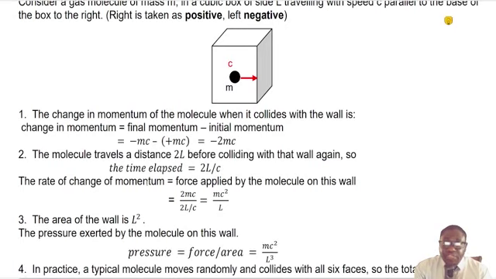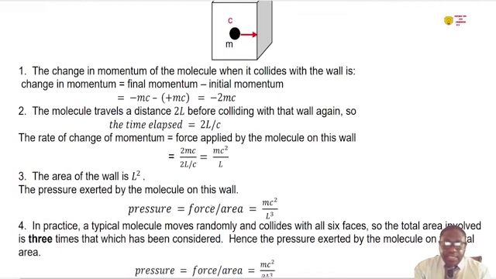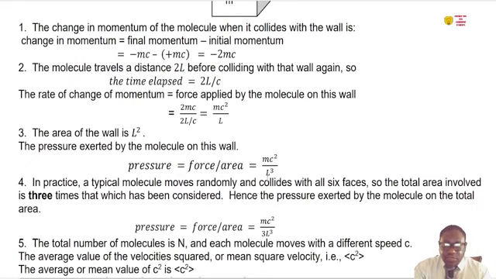The rate of change of momentum, like I said before, is equal to the force. So we're going to say the momentum change over the time, minus 2mc over 2L over c. We have dropped the minus sign because we're just going to consider the magnitude of the force. So it's going to be 2mc over 2L over c. Then that gives you mc squared over L. The area of the wall is L squared. Force over area is the pressure. So this is the force mc squared over L, and the area is L squared. So this divided by L squared, that's going to be mc squared over L cubed.